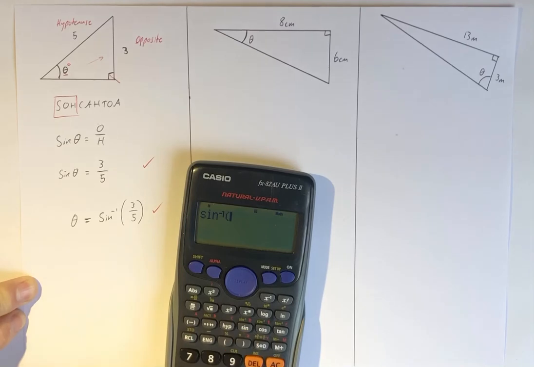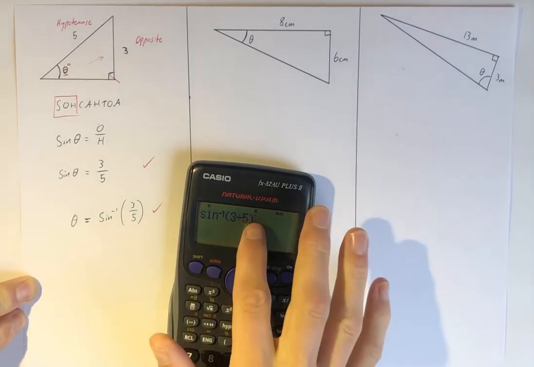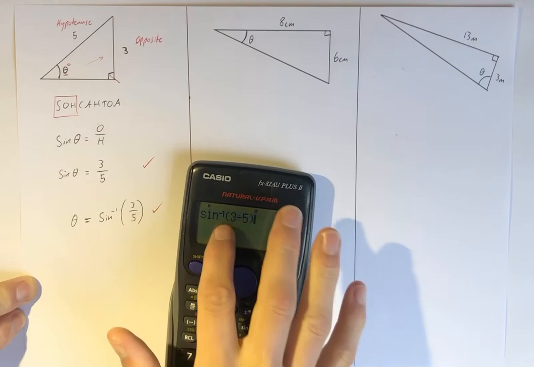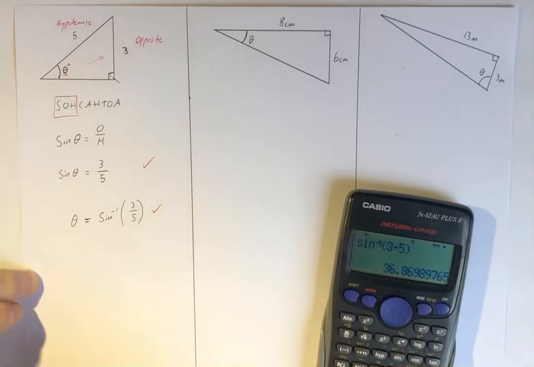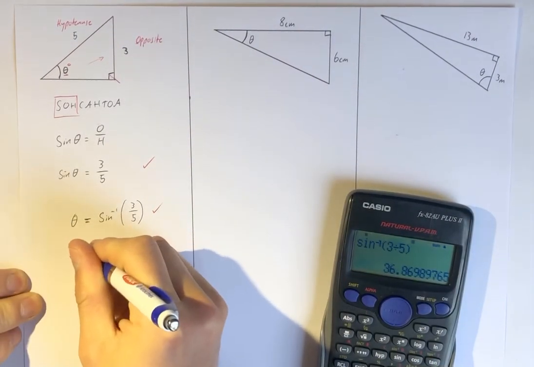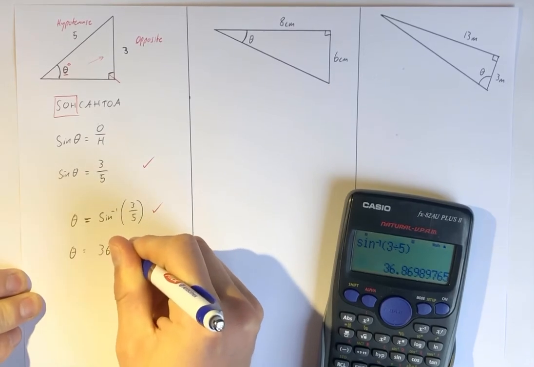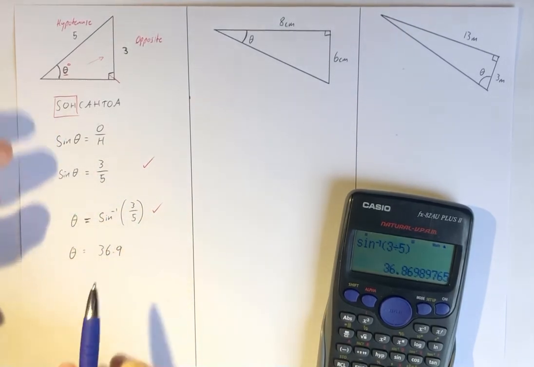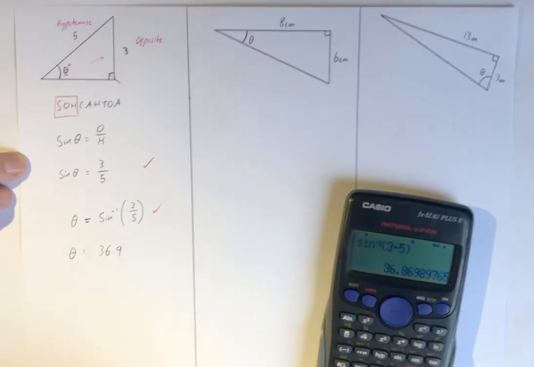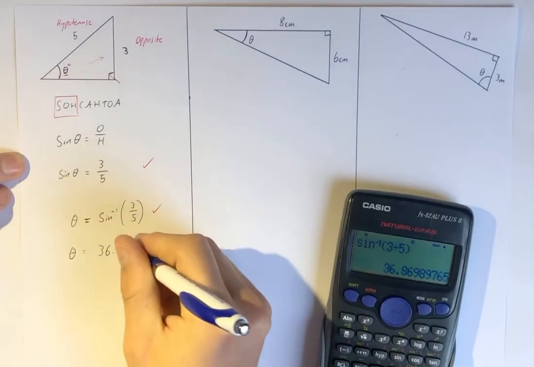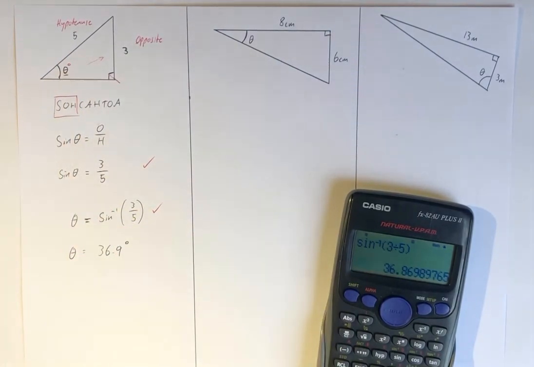So shift, sine, and it brings a bracket up already. All I have to do now is 3 divided by 5, close that bracket. I have to close that bracket so that it doesn't divide the whole thing by 5, but only divides the 3. Equals. Now I've got about 36.9. So theta is 36.9. And remember, you need to go back and make sure you get your units right. Now there are no units on this, but it is an angle. So it's 36.9 degrees.